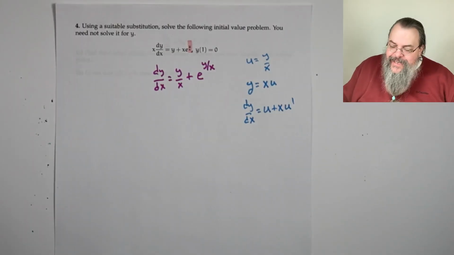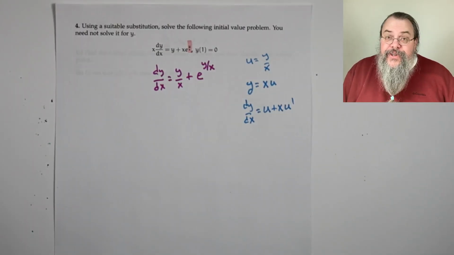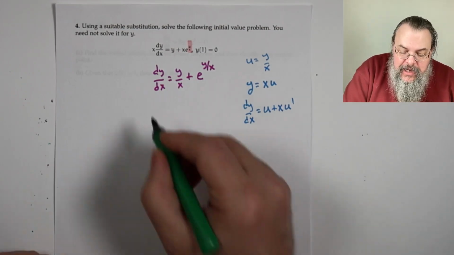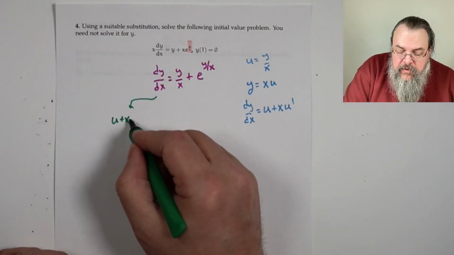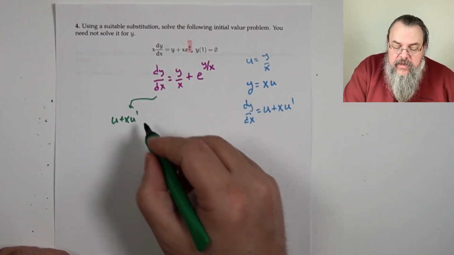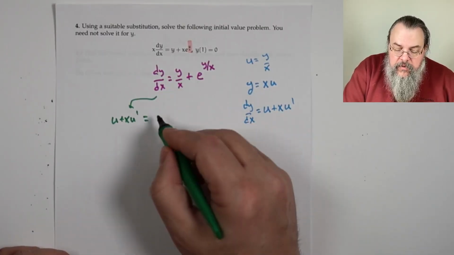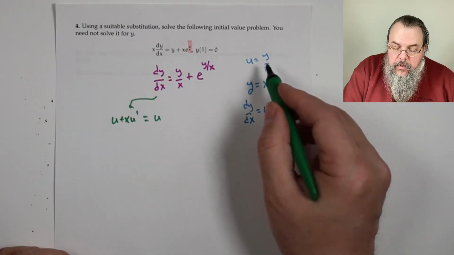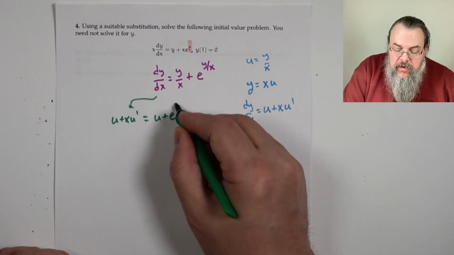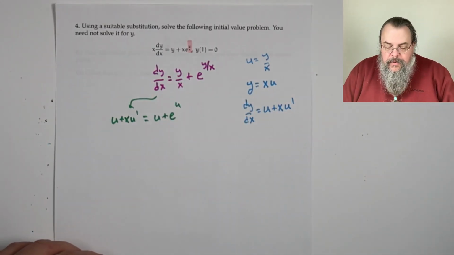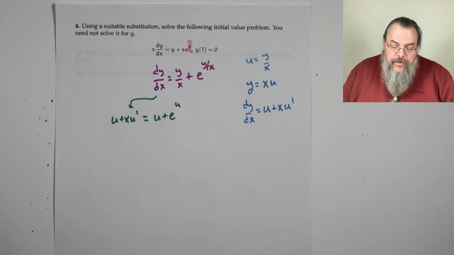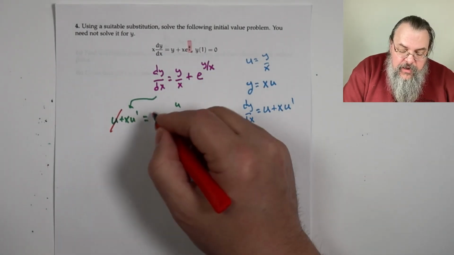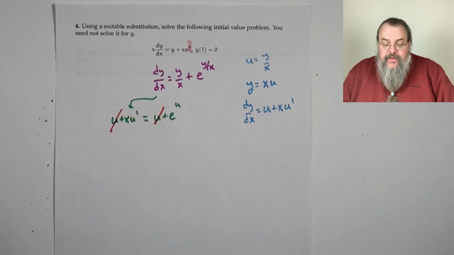Okay, all right, so now that we have our pieces, we're going to stitch it together. So we say dy dx, that's going to become u plus x u prime. And that's going to equal y over x, u, and then e to the y over x, e to the u. And oh my goodness, they already made it nice for us. Do you see that? We have the u's, and the u's are going to cancel. It's almost like they want us to succeed.